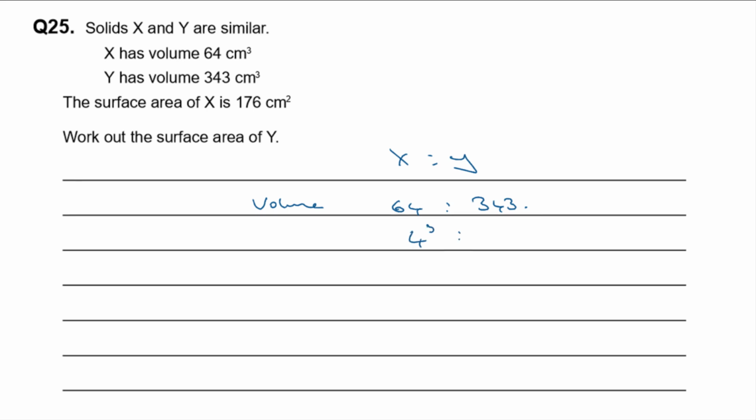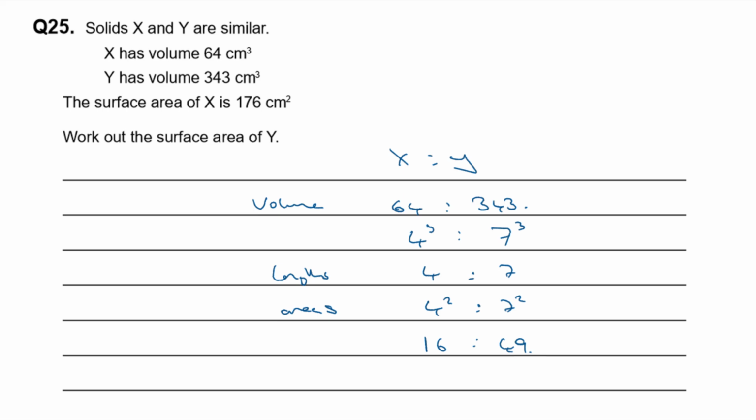Luckily I just did those, so I was thinking 64. I just worked that one out a second ago. That's 4 cubed. And then the cube root of 343, what's that then? Cube root 343, that's 7. So I've got 4 cubed to 7 cubed. Okay, that means the ratio of their lengths is going to be 4 to 7, and the ratio of their areas, including surface areas, is going to be 4 squared to 7 squared, which is 16 to 49.